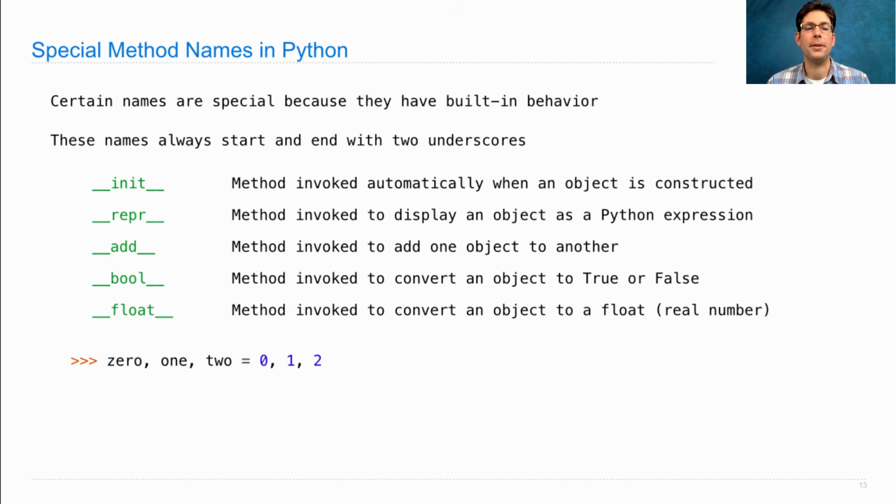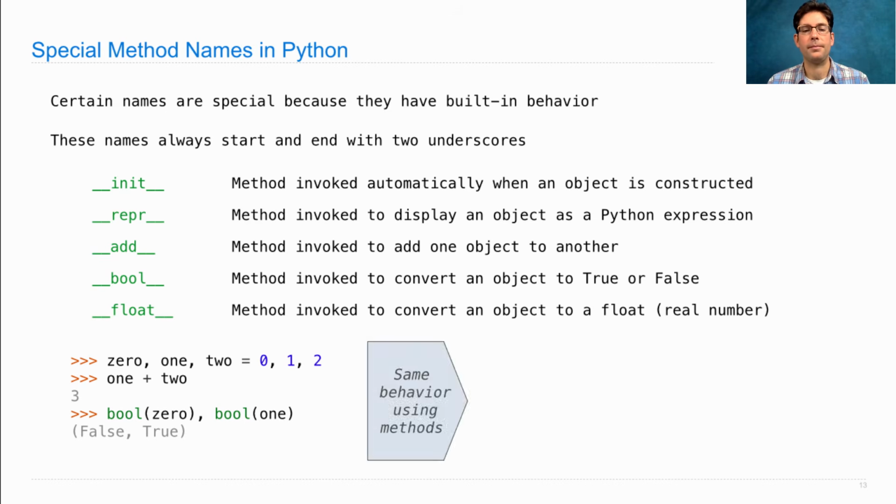So, for example, if I set 0, 1, and 2 to 0, 1, and 2, and then I add 1 and 2, I'll get 3. If I call bool, which is a built-in function, on 0, I'll get false, and on 1, I'll get true. And this bool function gives you exactly the behavior that you'll get if you place these objects in a Boolean context, such as a conditional statement.